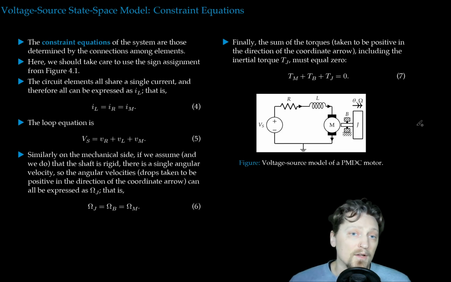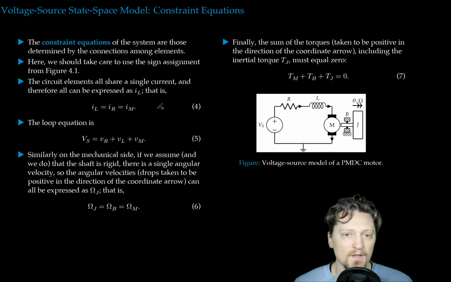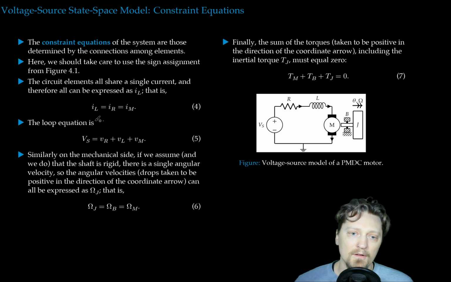The constraint equations of the system are those determined by the connections among elements. Here we should take care to use the sign assignment from figure 4.1. The circuit elements all share a single current, and therefore all can be expressed as IL, that is IL equals IR equals IM. It's a single loop. The loop equation is that the voltage around the loop must sum to 0, or that the source voltage equals VR plus VL plus VM.